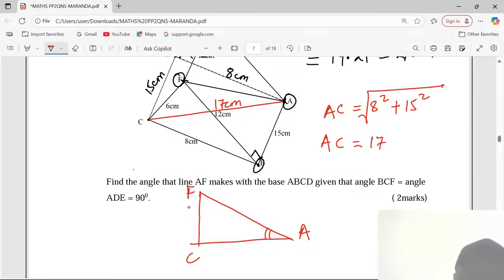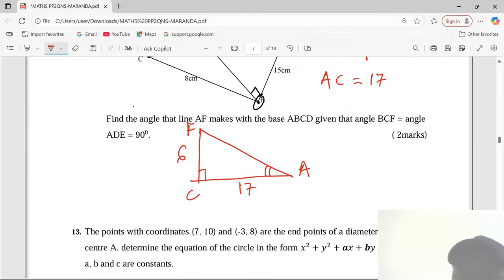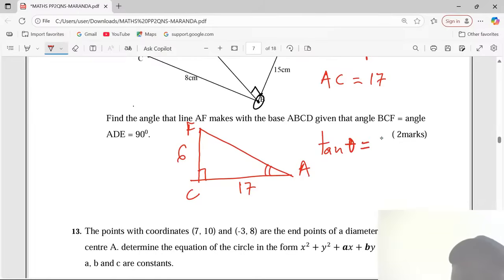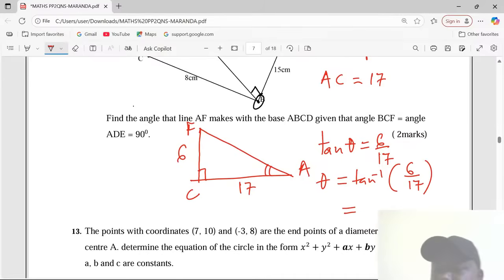So we are already having 6 at this point, and we are already having 17 at this point. So this angle can be found using the tan. Tan of the angle equals opposite over adjacent. So how do we get the angle then? Tan inverse of 6 over 17. So shift tan 6 over 17. Ladies and gentlemen, I'm getting 19.44.